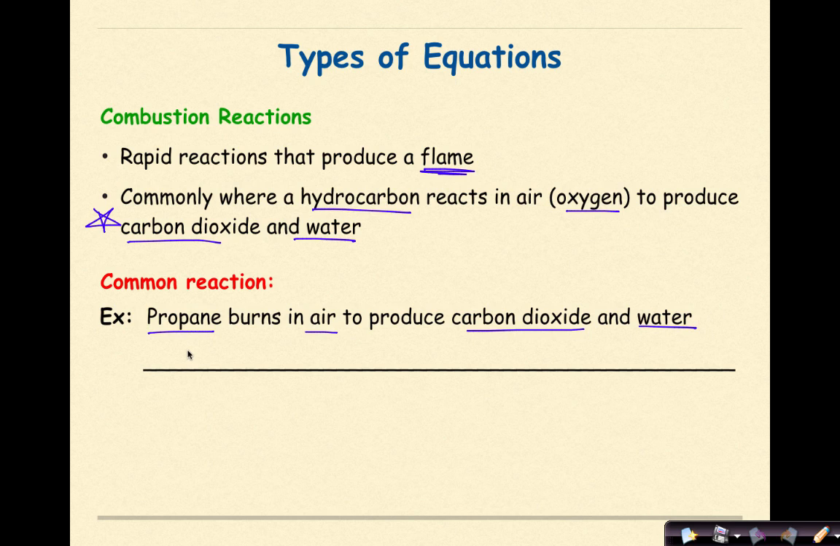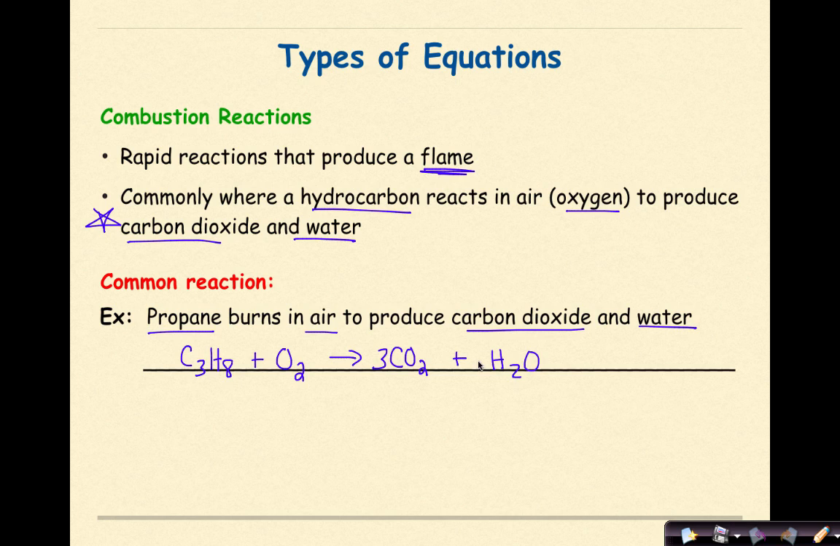So propane is going to be C3H8. We reviewed that from the summer assignment. It burns in air, which we're going to represent as oxygen, O2, to produce carbon dioxide and water. And we're going to balance this. Let's start with our carbons, 3 carbons right here. The carbons are balanced. Then always go to the hydrogens.